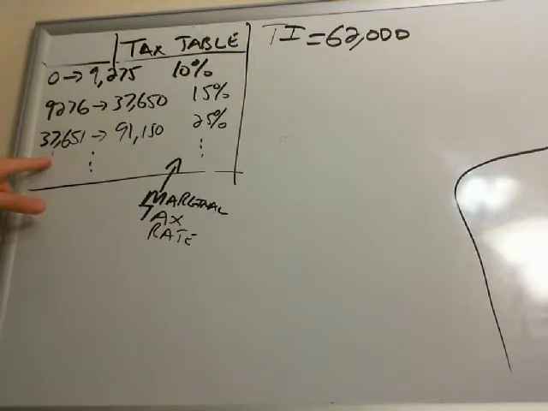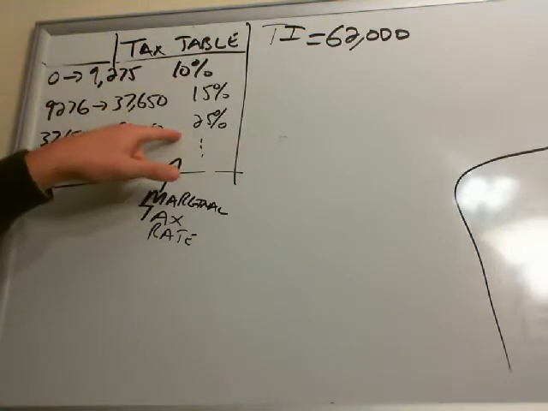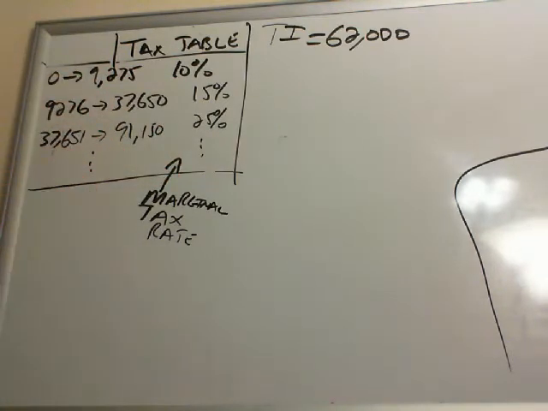If I earn one more dollar, $37,651, that first dollar earned above $37,650 is taxed at now 25%. So marginal tax rates increase as income increases, and this is what gives the U.S. tax system the property of being a progressive income tax system. So given this table, what does our tax bill end up being?